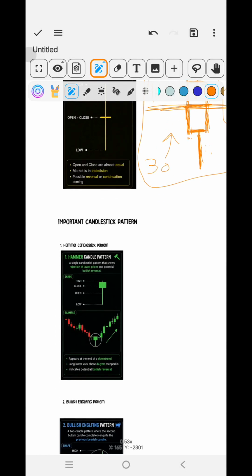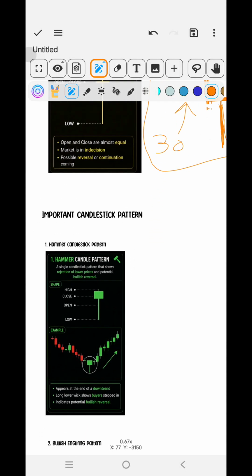Let's talk about important candle patterns. This was the basic candle section. You have to understand this. Candlesticks are too important. Note it down, make notes.